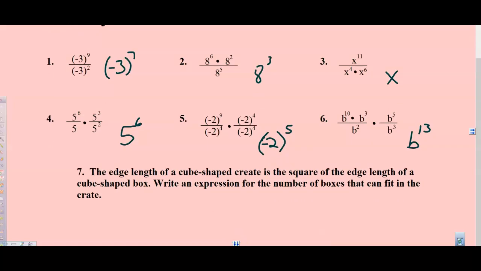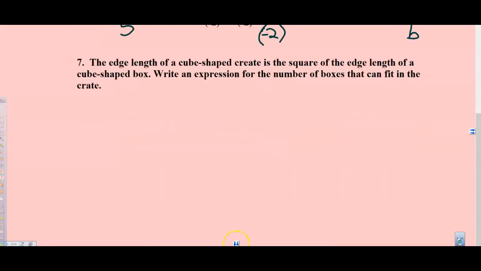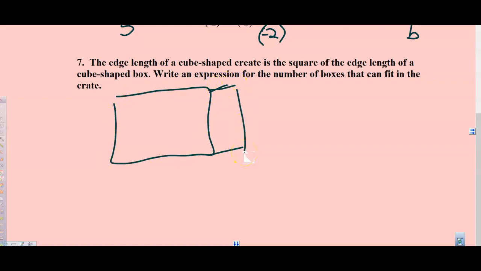Now let me talk about number 7 here then. All right. For number 7, we have a crate that we're fitting cube items in. So first we have to realize that this crate is going to hold these cubed items, okay? Now, then it goes into a couple more details. Well, first of all, let's take care of this item. They're calling it the box, okay? In order to write an expression for the number of boxes that can fit in the crate, we have to understand the volume of each box.